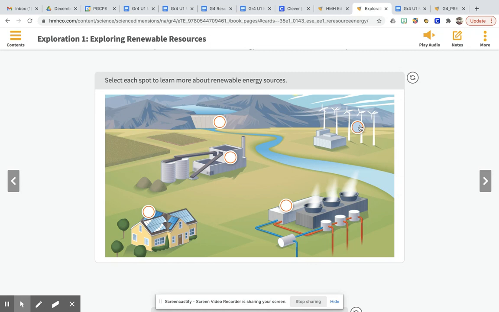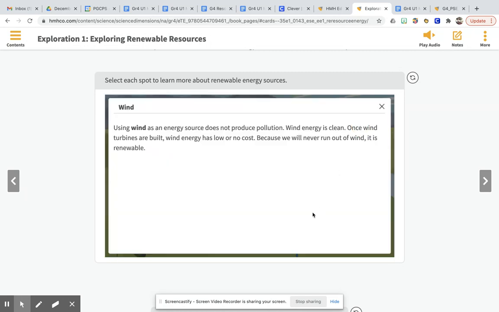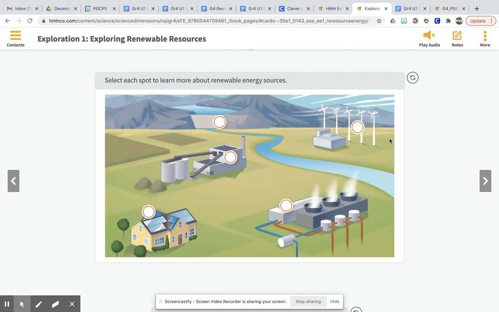All right, let's look right here. Now we're talking about wind. It says using wind as an energy source does not produce pollution. Wind energy is clean. Once wind turbines are built, wind energy has low or no cost. Because we will never run out of wind, it is a renewable resource. And so over here, we're looking at wind turbines and we're talking about wind as an energy source. Because remember, yesterday, we talked about energy sources that are non-renewable and you can use them up, and you can't run out of wind and you can't run out of water.